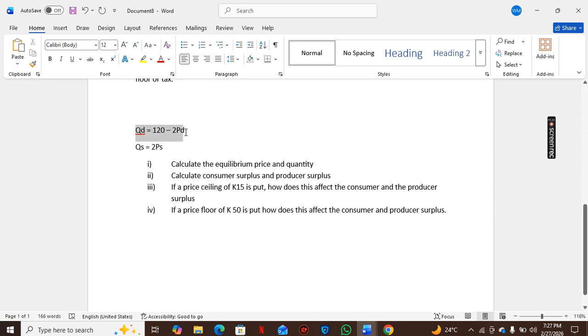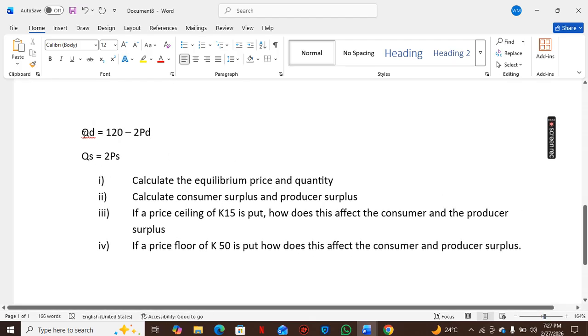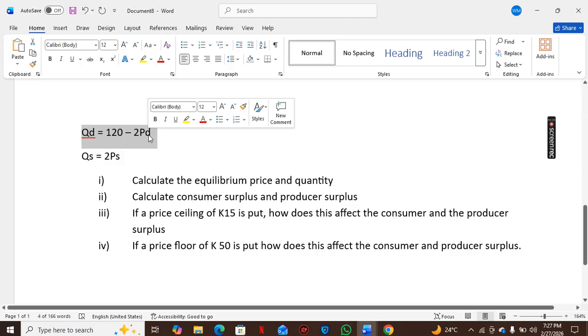So we've been given a demand function here: QD equals 120 minus 2PD. Remember, the demand function is showing the relationship between quantity demanded and the price of the good. This minus sign tells us there is a negative relationship. When the price of the good goes up, the quantity demanded, or the quantity that is bought of that good, will reduce. If the price of the good goes down, the quantity that's bought of the good will increase. That's the negative relationship, holding other factors constant.